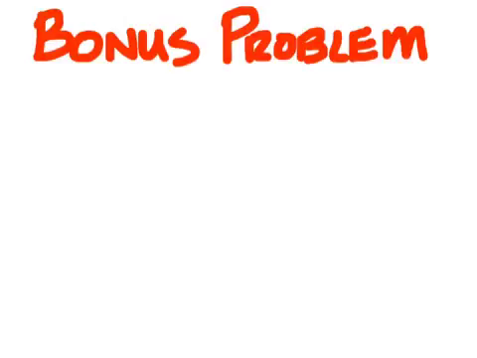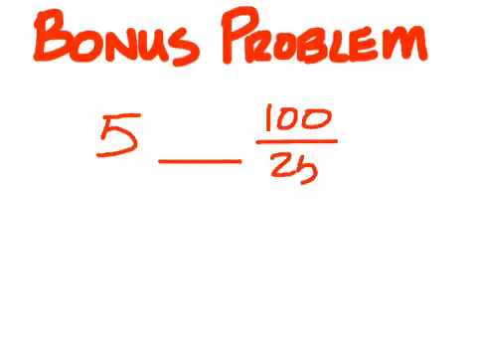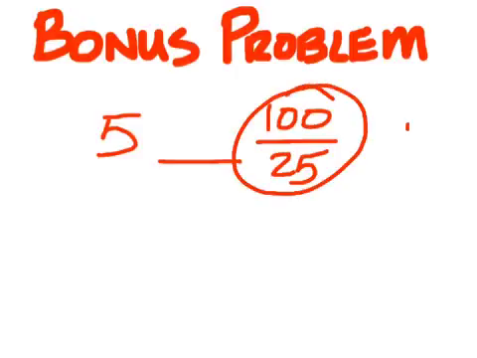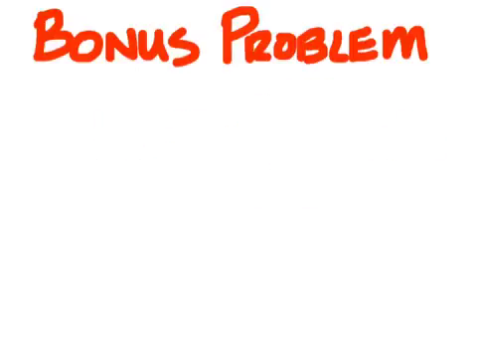Bonus problem number 1. 5 is what in comparison to 100 over 25? Answer on this one is to find out what this is. That is really 4, so it should be greater than.